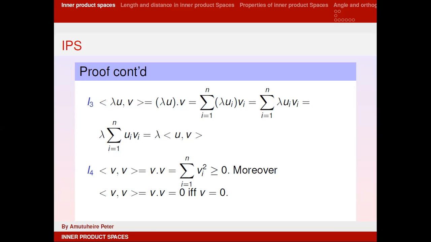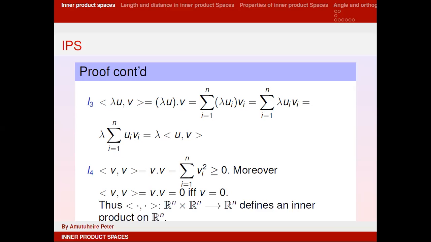So since this function defines an inner product on Rn, we call it the Euclidean or the usual inner product space.